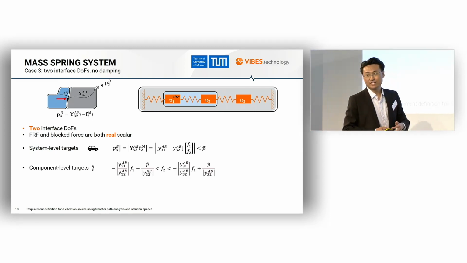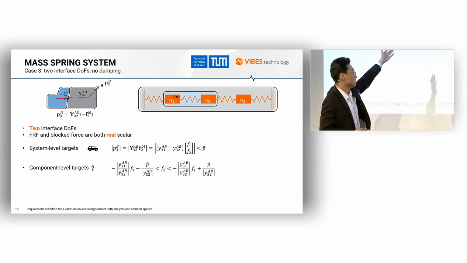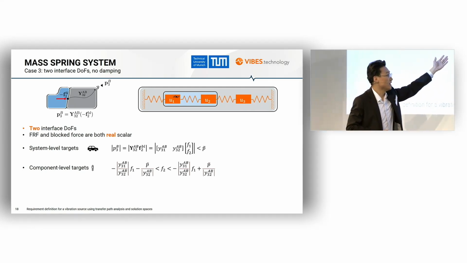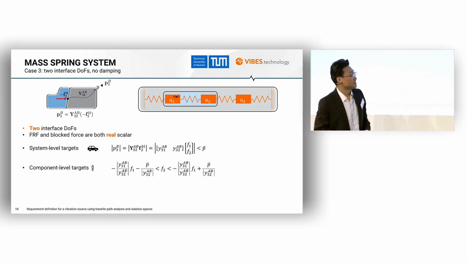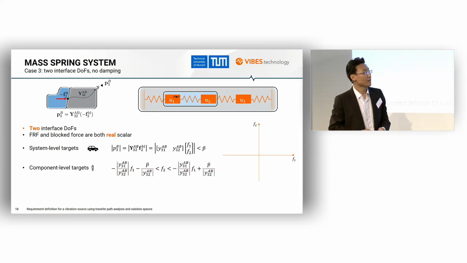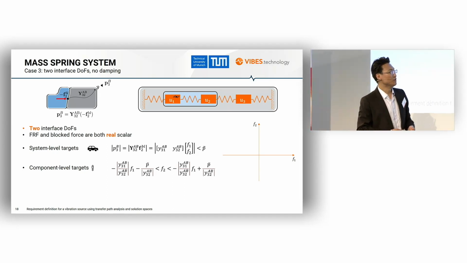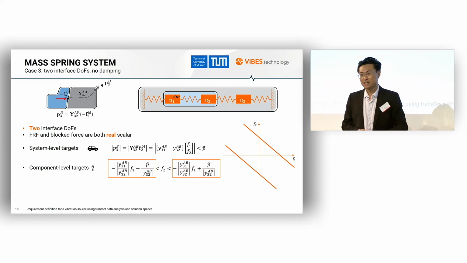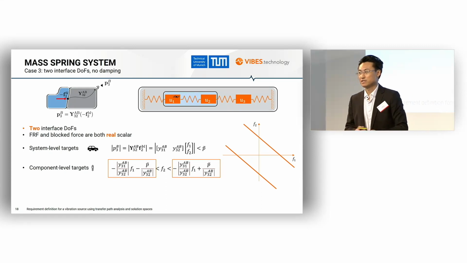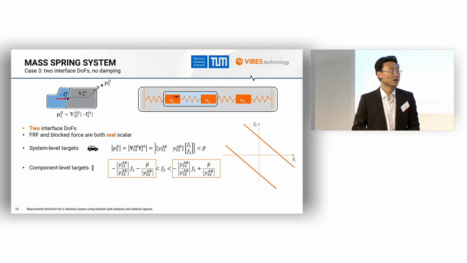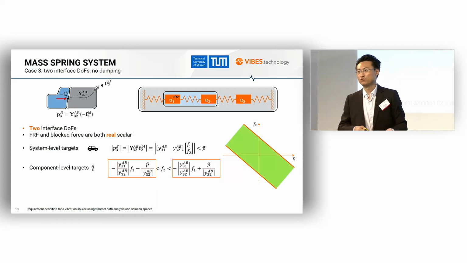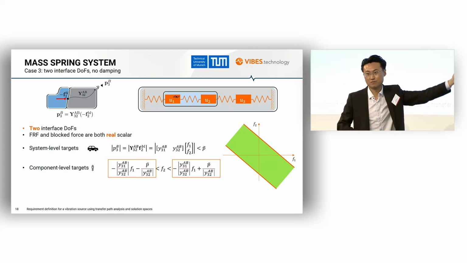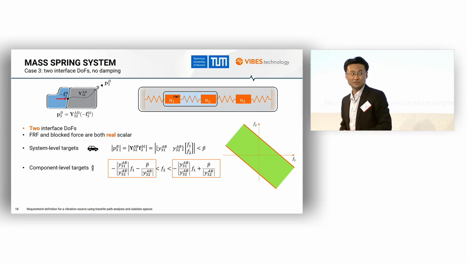Through analytical derivation, we can compute the component level requirements as this equation. This can be interpreted as two boundary lines when F1 and F2 are plotted against each other. So this is the upper boundary, this is the lower boundary. It means that in order to make sure the sound pressure at the receiver is lower than the limit value, the combination of F1 and F2 must stay in this area bounded by these two boundary lines.